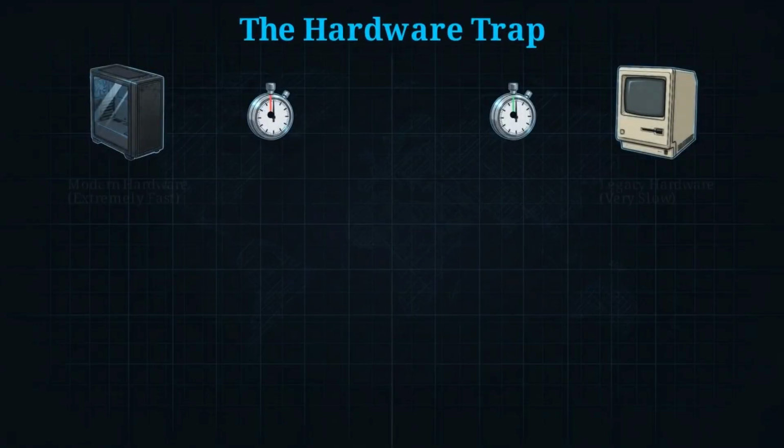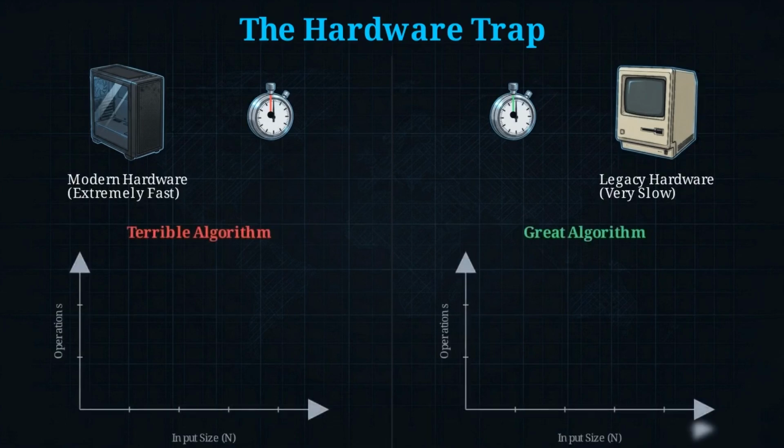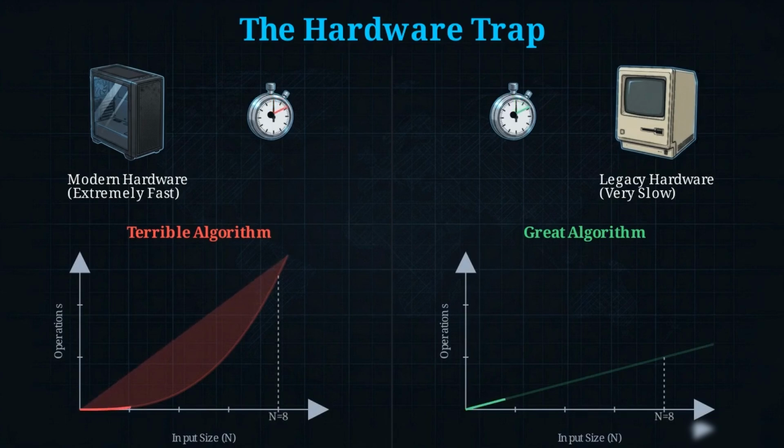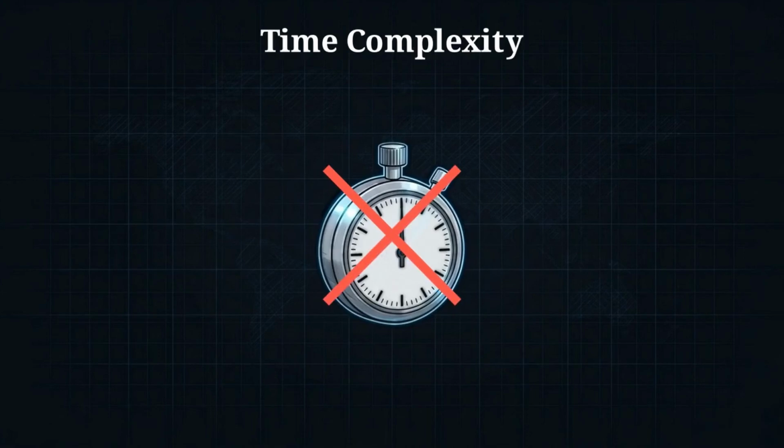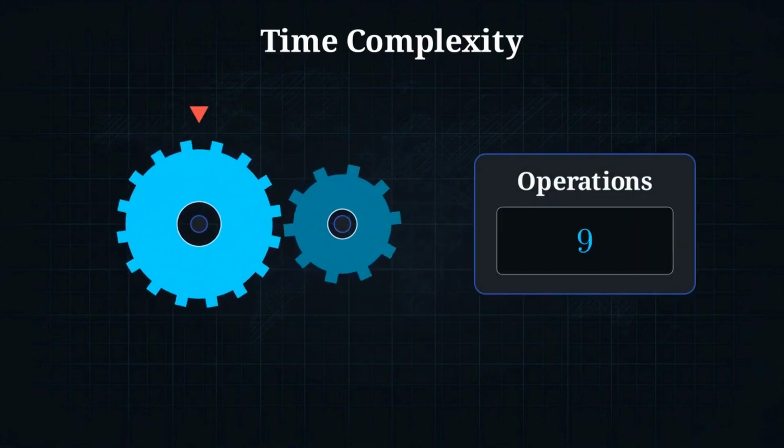This diagram shows a common trap in computer science, trying to measure an algorithm's speed with a stopwatch. Because hardware speeds vary wildly, a faster computer running a terrible algorithm might beat a slow computer running a great one. So instead of timing seconds, we count the discrete mathematical operations the algorithm performs.